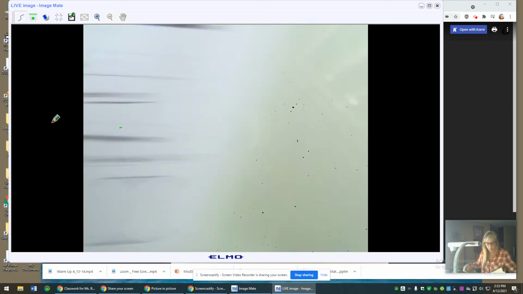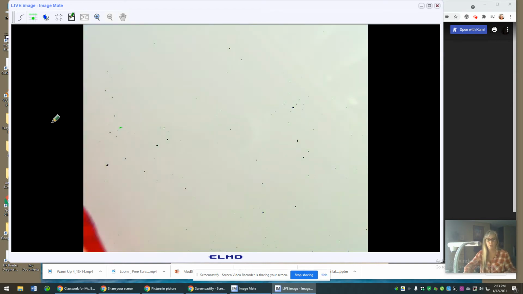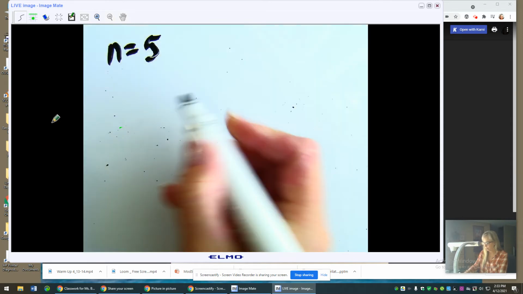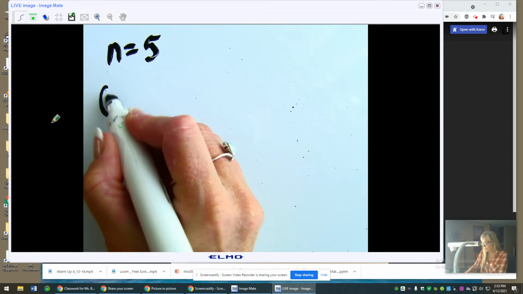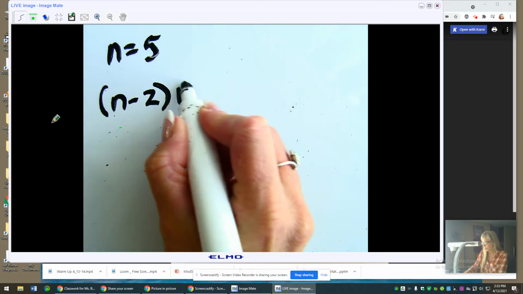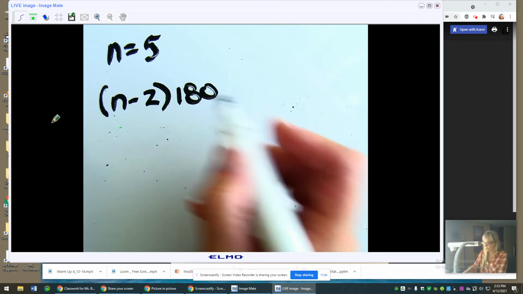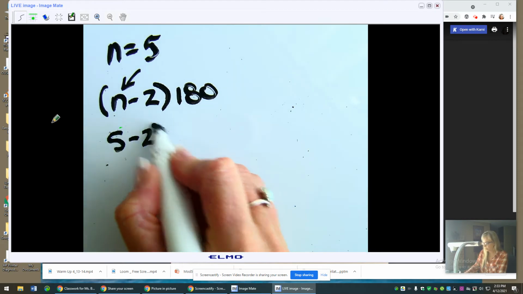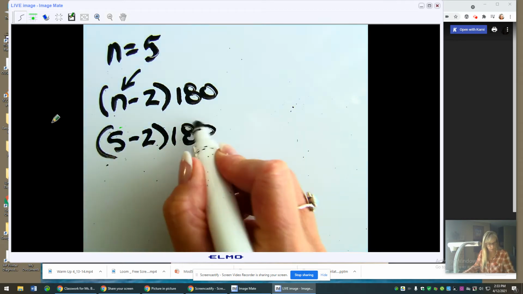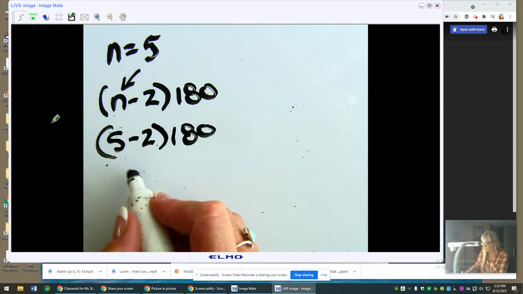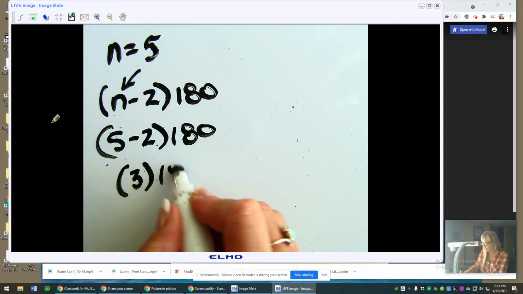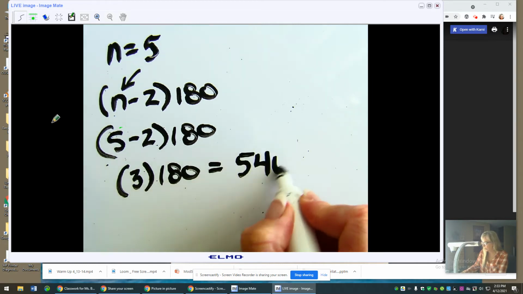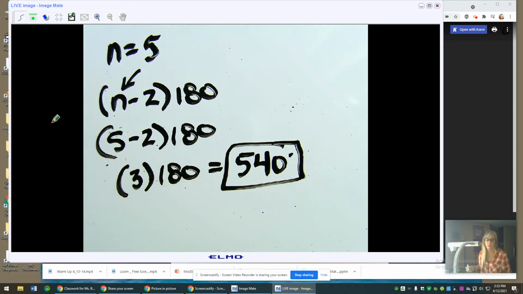Since I already wrote on the worksheet, I'm going to switch to the whiteboard. And again, the n value is 5. The formula is n minus 2 times 180 degrees. So we plug in the n value. 5 minus 2 is 3, and we get 3 times 180 degrees. We could use a calculator, and we get 540 degrees.